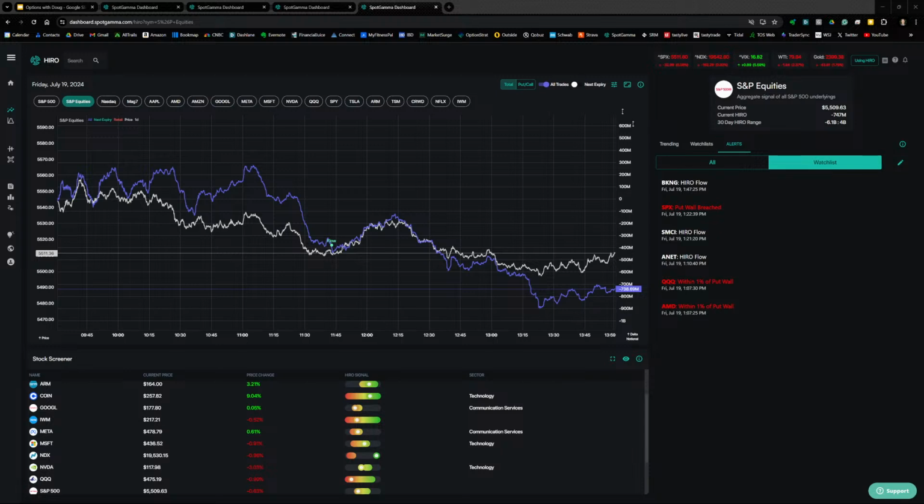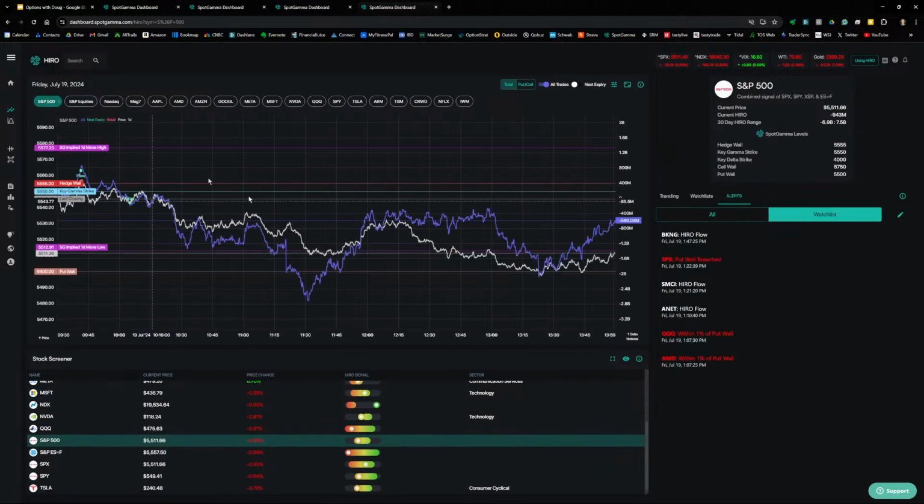All right, let's start with this morning. Let's go back to the index signal. I thought this was more clear in the morning. I'm going to zoom in on this chart.